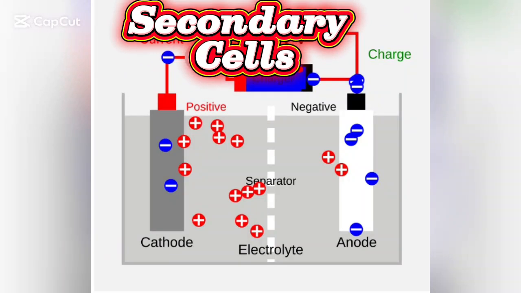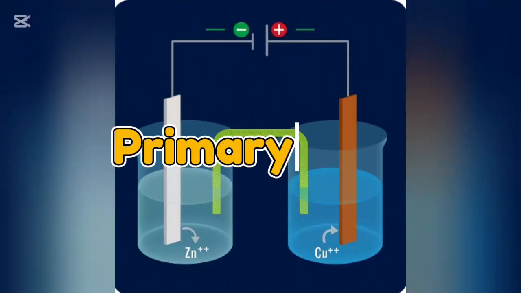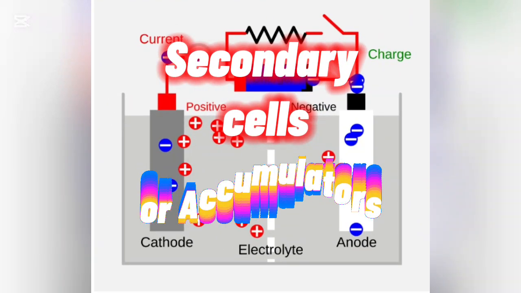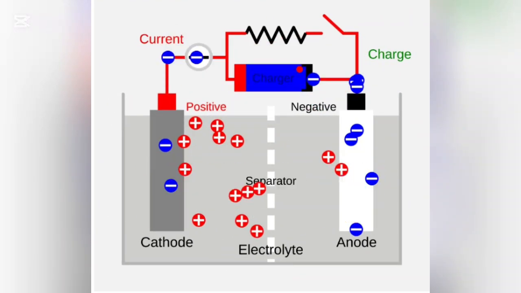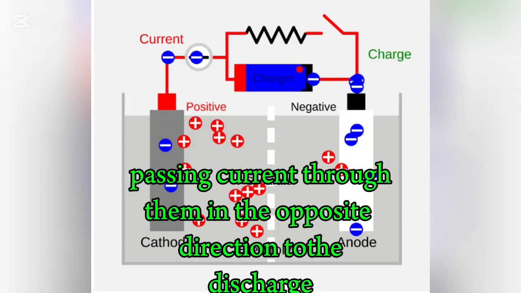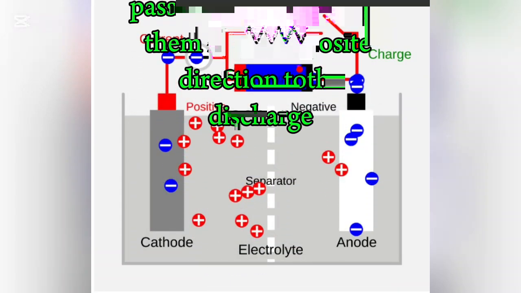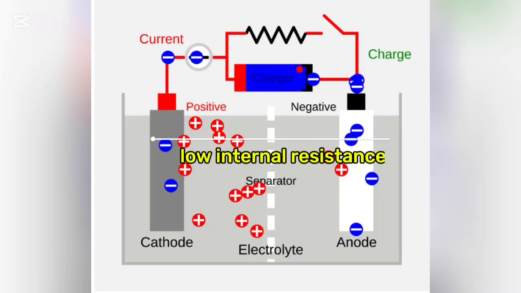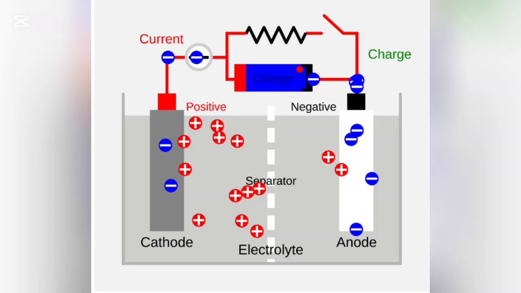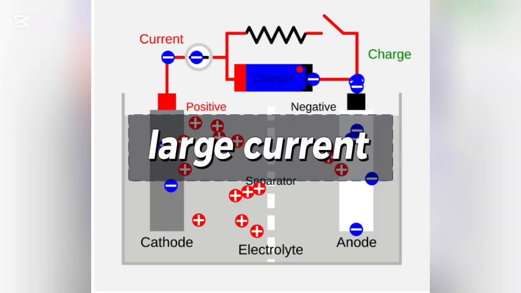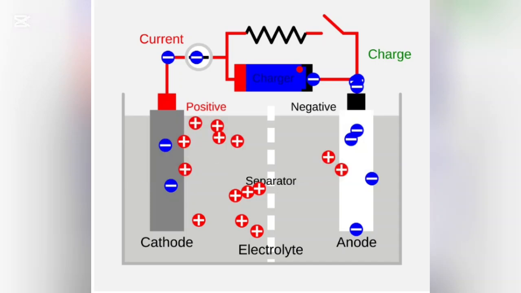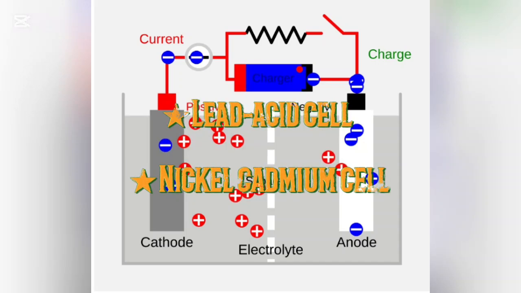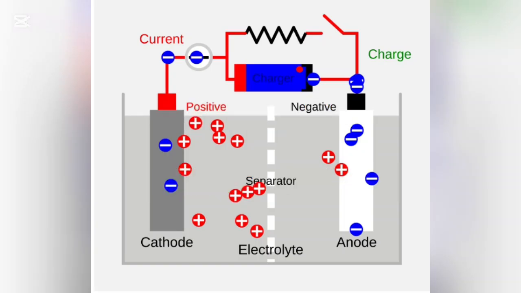Secondary cells. The cells we described in our last lessons are known as primary cells. There is another class of cells called the secondary cells or accumulators. These cells can be recharged by passing current through them in the opposite direction to the discharge. The main advantage of the secondary cell is that they have low internal resistance, unlike the primary cells. They therefore provide large current for a long time with very little drop in terminal potential difference. Examples are lead acid cell used in car batteries and nickel cadmium cells.